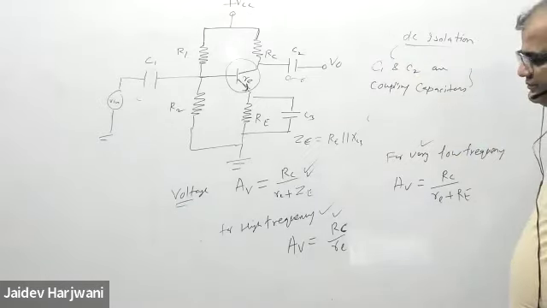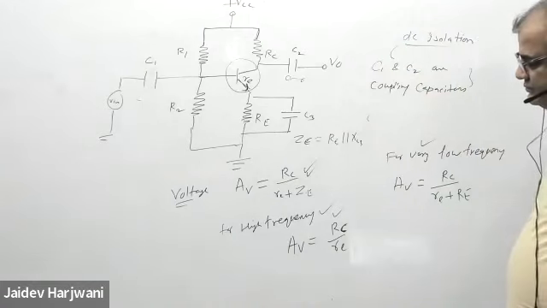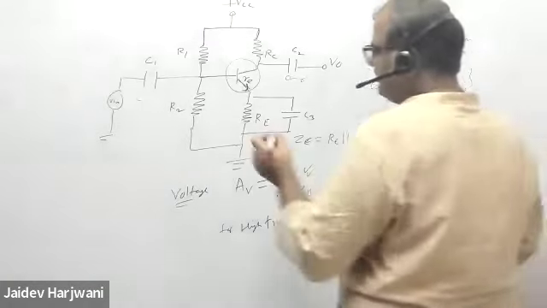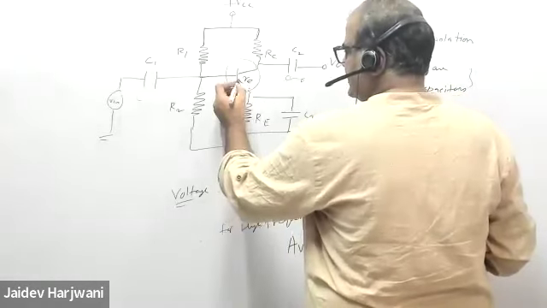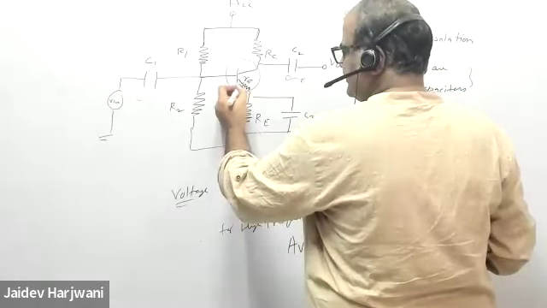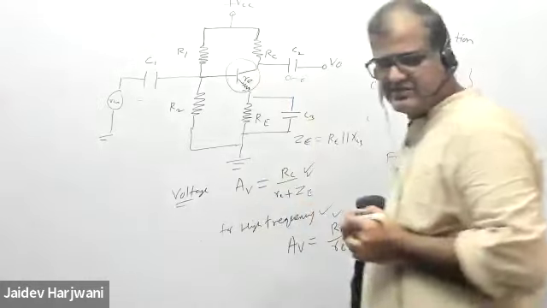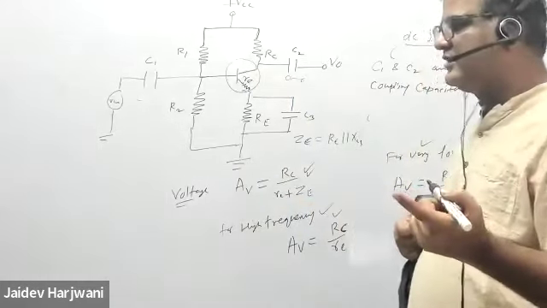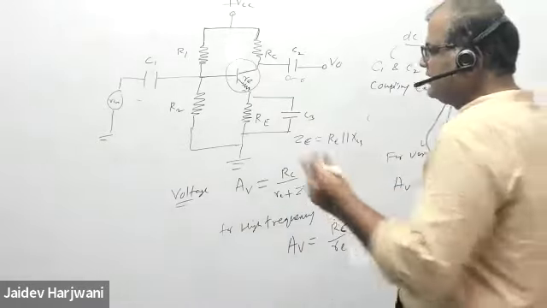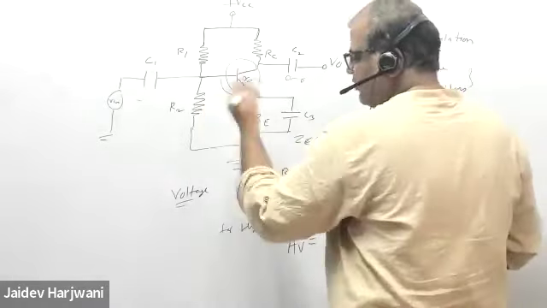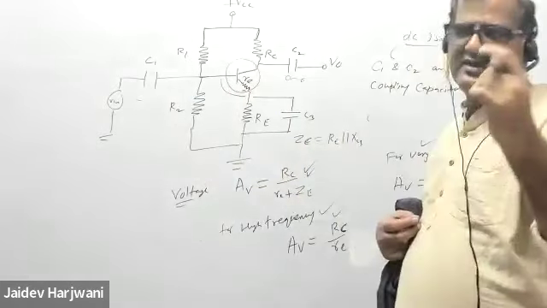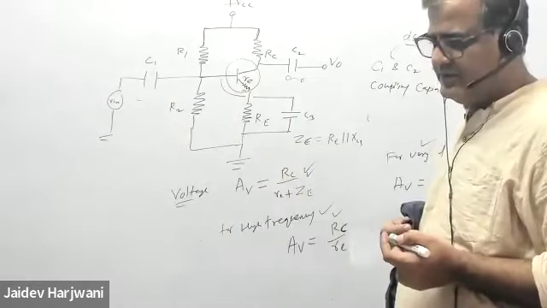Sir, please tell us about small re. Small re is the AC emitter resistance. Whenever there is a transistor, it has a PN junction, and this PN junction can be replaced by a small resistance re. We discussed the small signal model: if there is a PN junction, a diode can be replaced for small signals by a small resistance re.